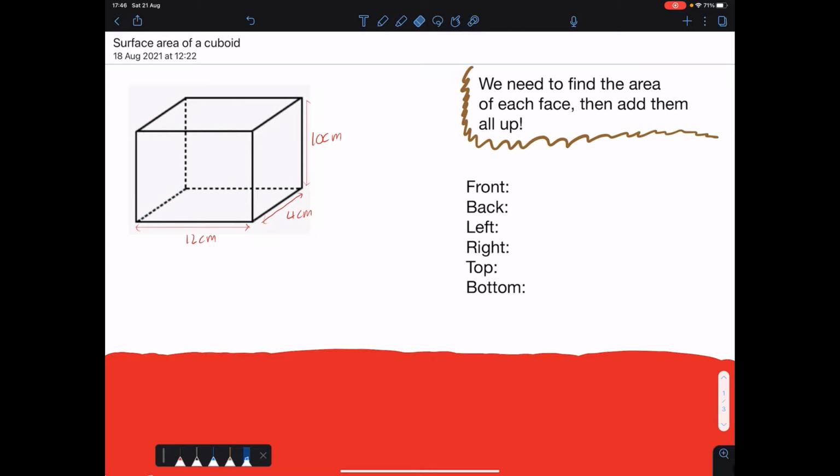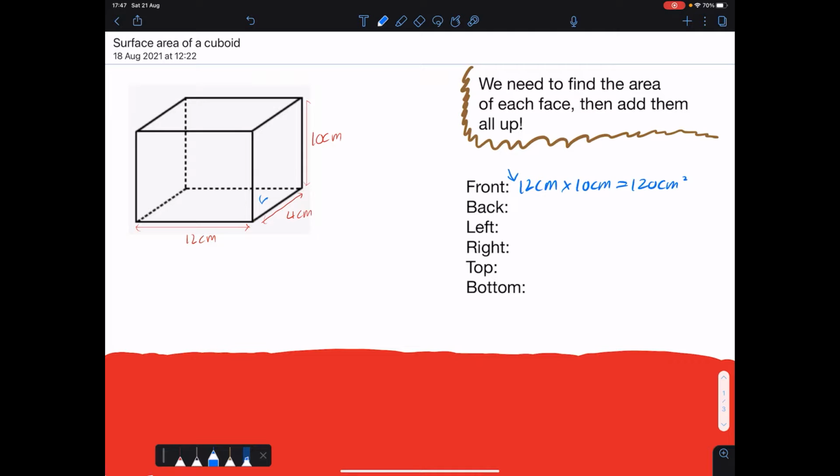Okay, so let's start by finding the area of the face at the front of the cuboid. This rectangle here. Well, this rectangle has one side length of 12 centimeters and another side length of 10 centimeters, which is the height of the cuboid, thus giving us an area of 12 centimeters times 10 centimeters, which is 120 centimeters squared.